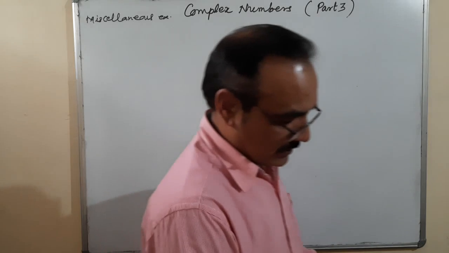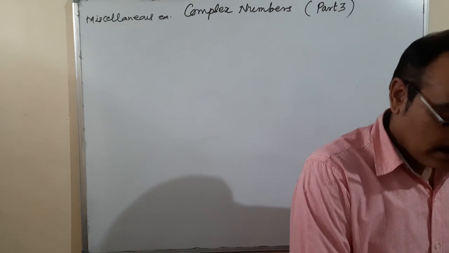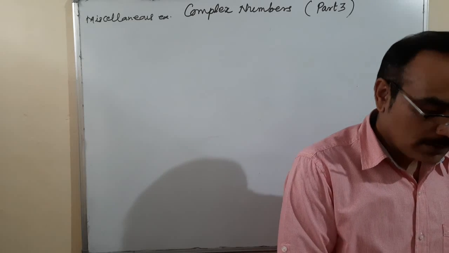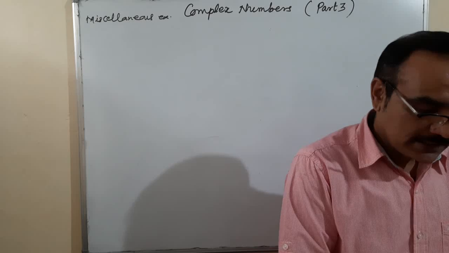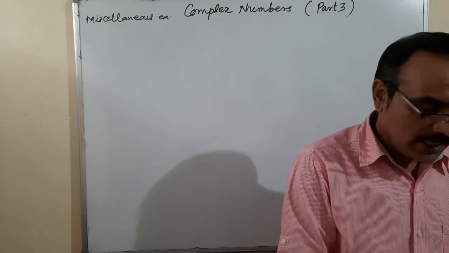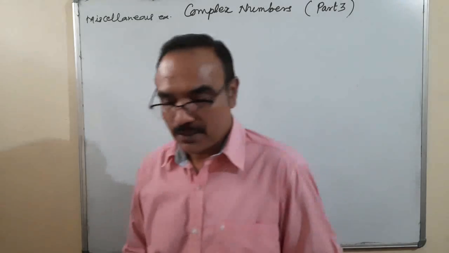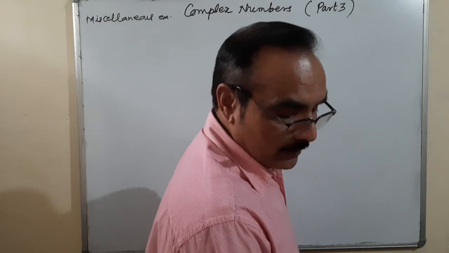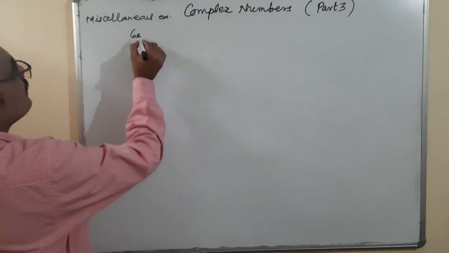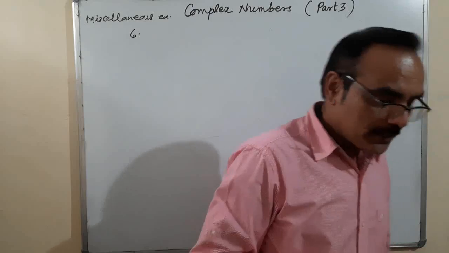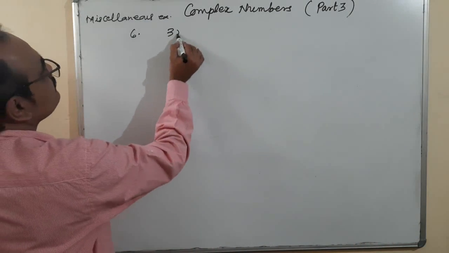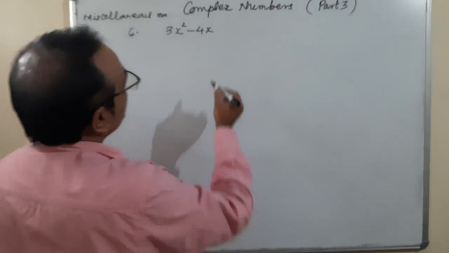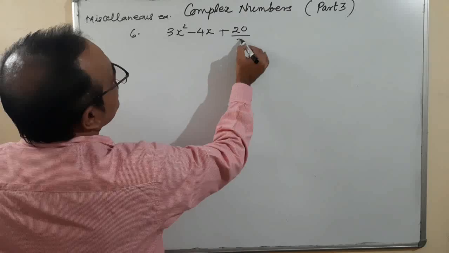After question number 4, I want to take questions from the set where we solve the equations. Questions number 6, 7 and 8. The 6th question I am taking is 3x square minus 4x plus 20 upon 3 is equal to 0. In the previous exercises we have solved many equations like that.